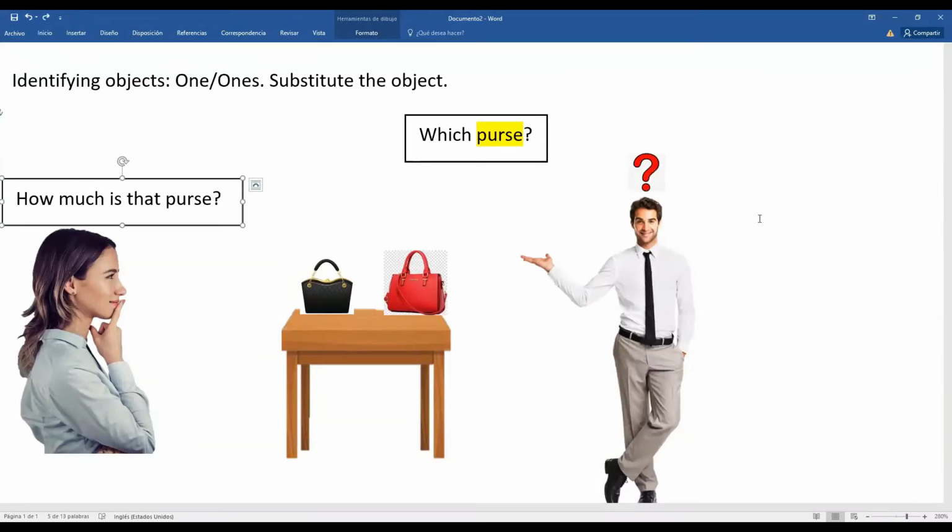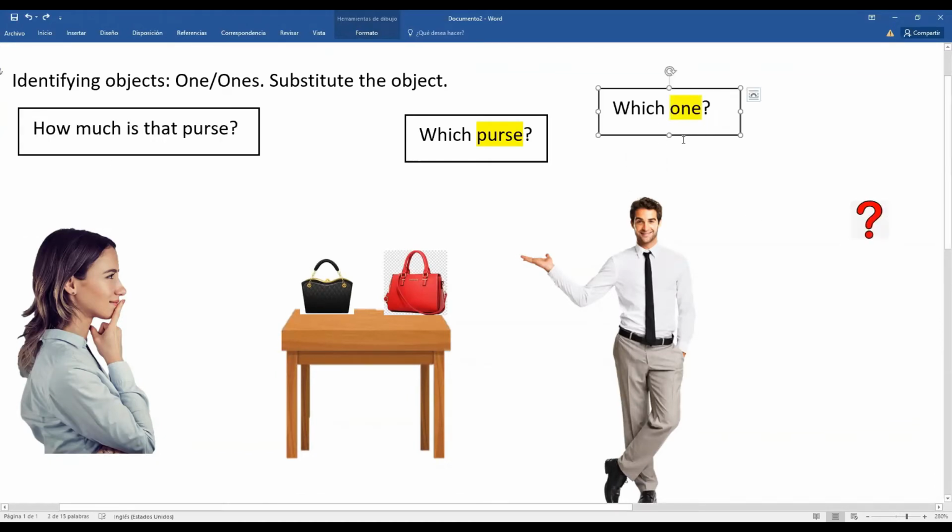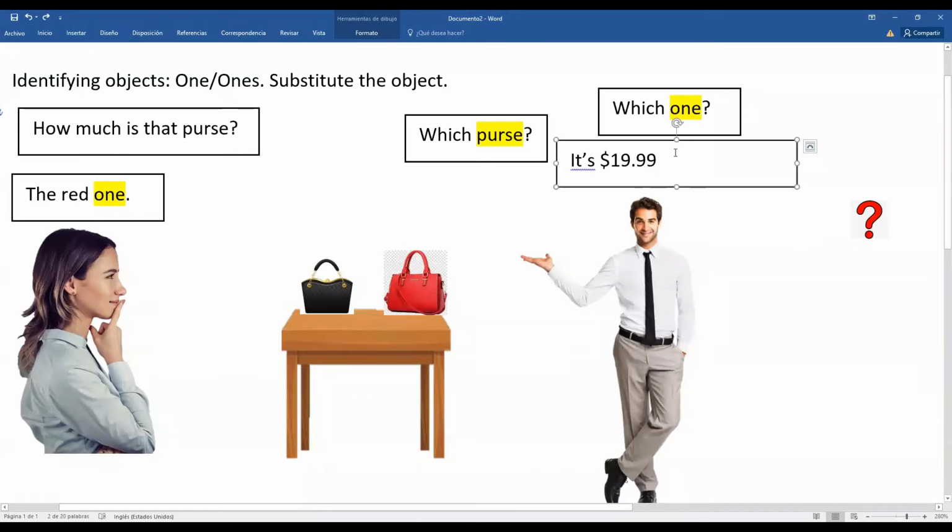How much is that purse? The man got confused. And then he asked, which one? And then the woman answers, the red one. And then he answered, it's $19.99.